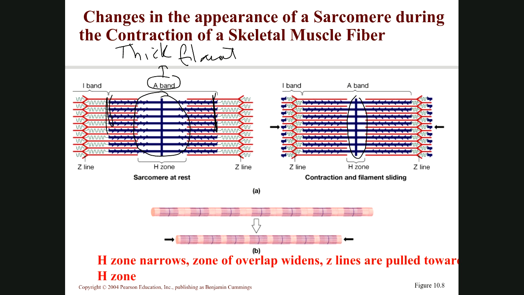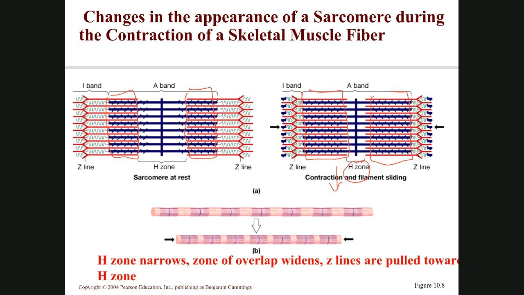Zone of overlap. Take a look at the zone of overlap. This is the zone of overlap when the sarcomere is at rest. This is the zone of overlap when the sarcomere is contracting. So the zone of overlap has increased. So the H zone decreases. The zones of overlap increase in size. A band is the same, however. Okay, it's just the parts of the A band have changed in size.